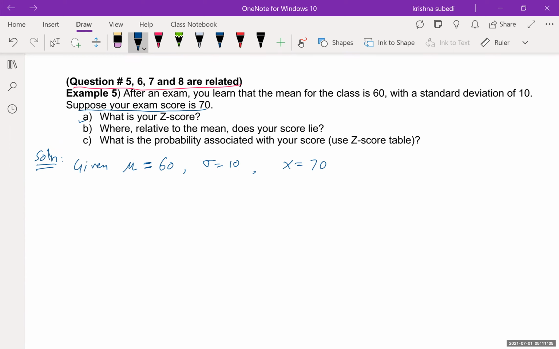Now in part A, what is your Z score? Can you please find the Z score for 70? We know the formula, right? Z equals X minus mu over standard deviation, which is 70 minus 60 divided by 10, equals 1. Any question?